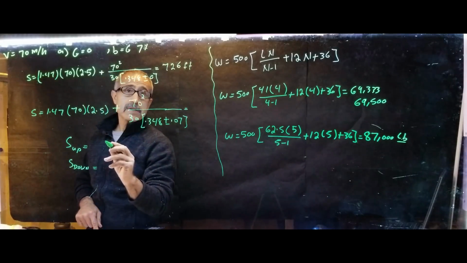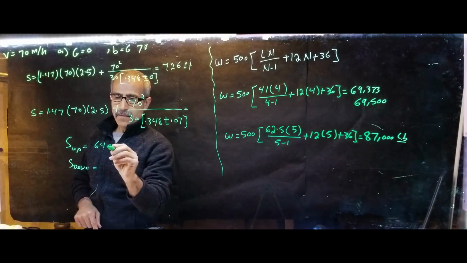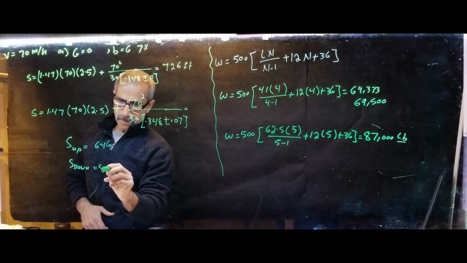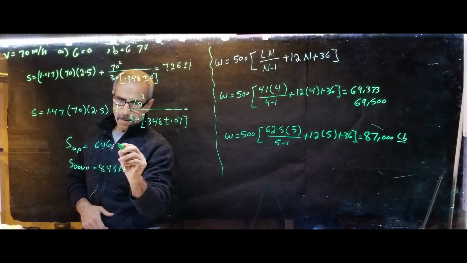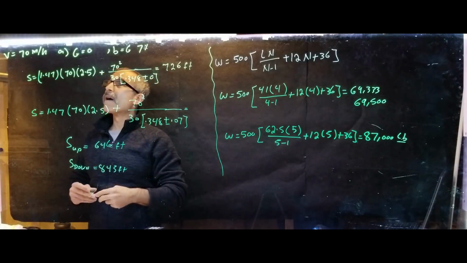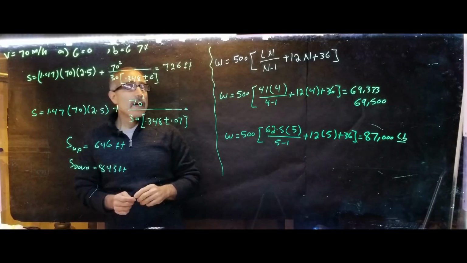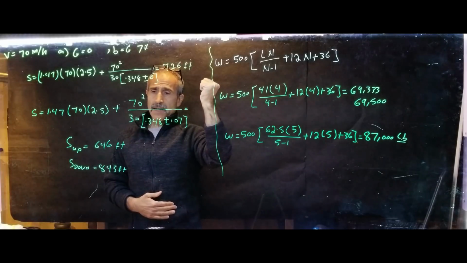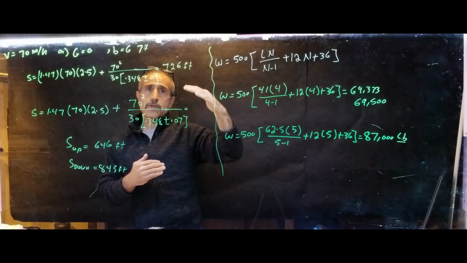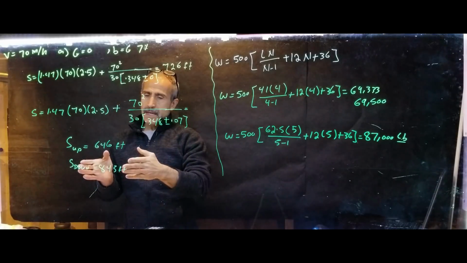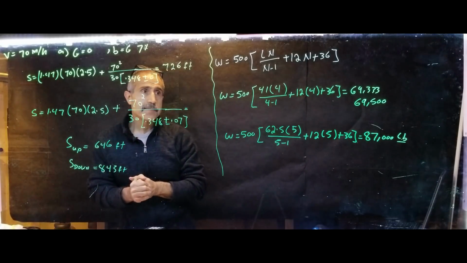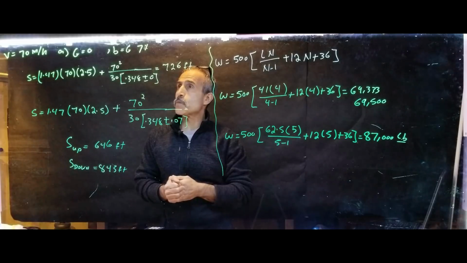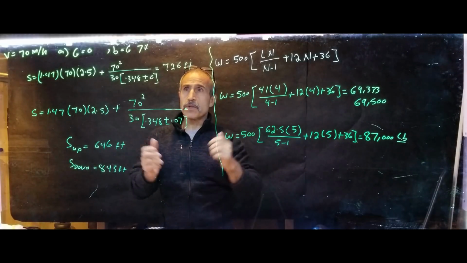I could be wrong. 646. And then going downhill, it's going to be 845. You notice something here. On the level ground it is 725 feet. But if you go uphill, that distance shortens because of the grade resistance. And if you go downhill, it increases. All right, so we're going to proceed to the next question. Don't go anywhere. It takes me a few minutes to erase this.